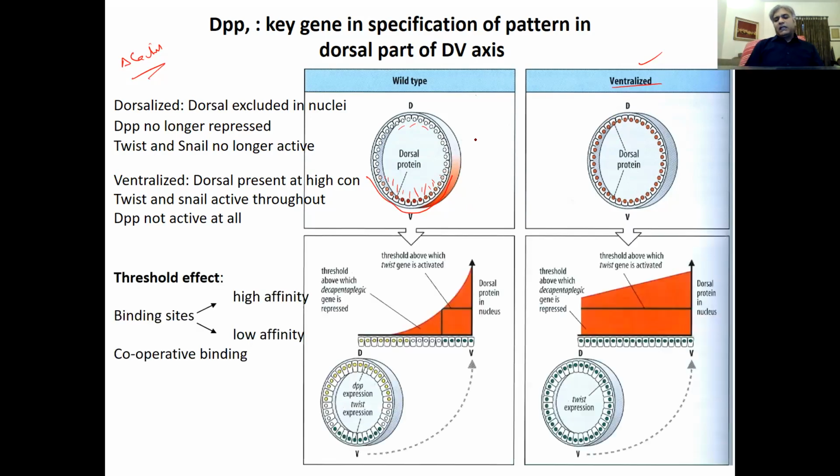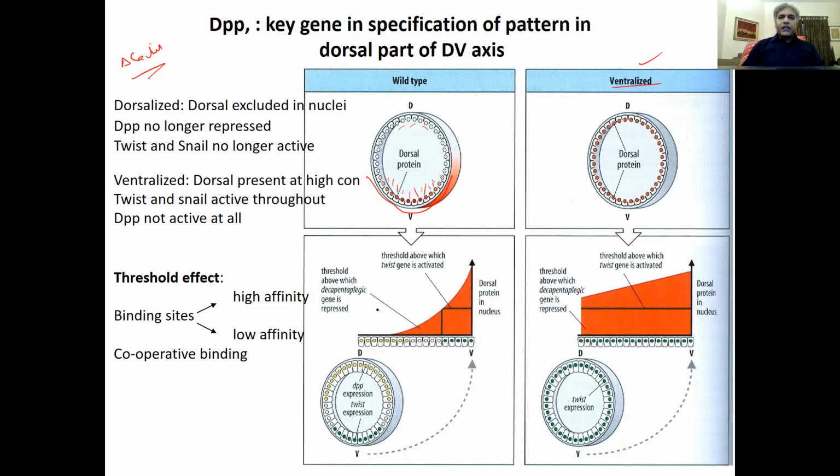Now, what we have learned over the last 3 or 4 decades is that there is a threshold effect. And by threshold effect I mean if you push the protein concentration of dorsal beyond a threshold, you will disturb the dorsal ventral axis formation or pattern formation.